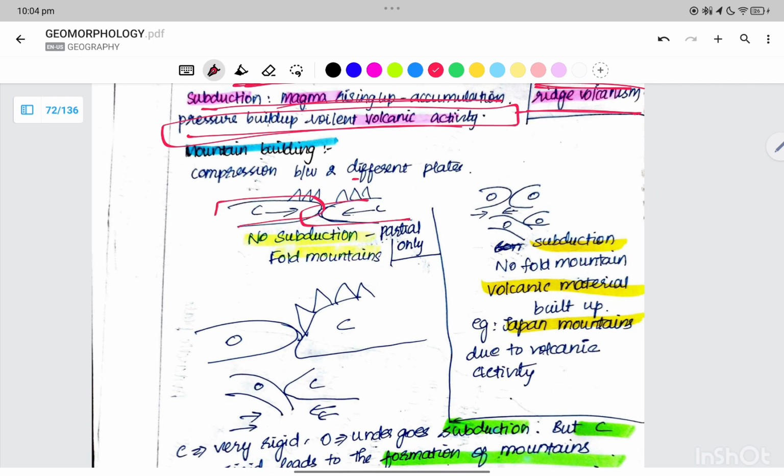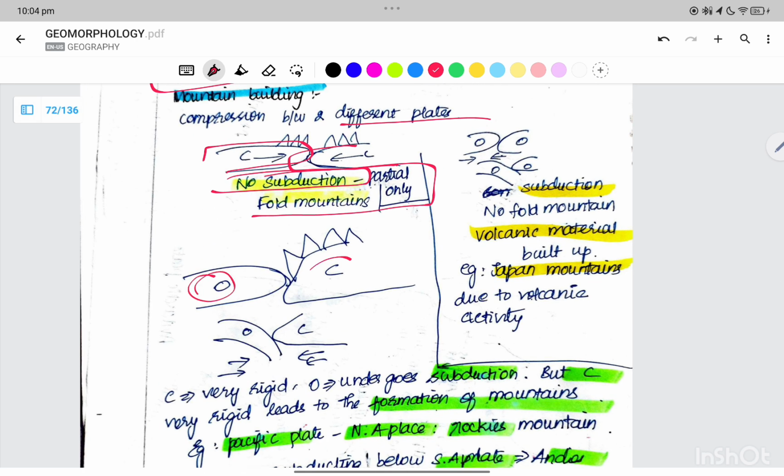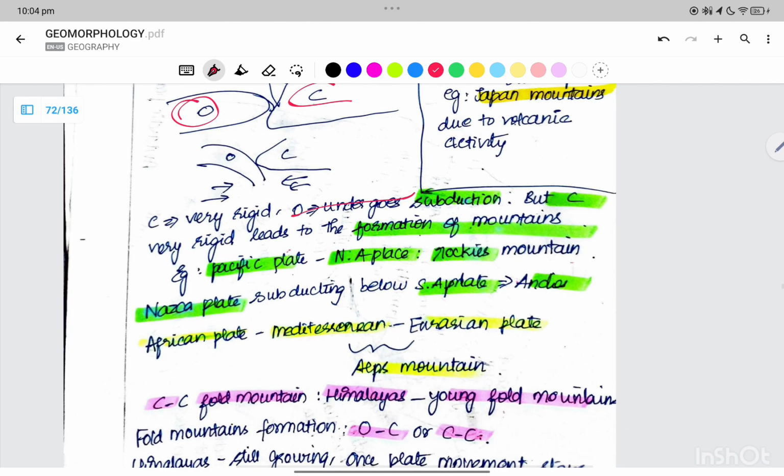This is compression between two different plates, no subduction, only fold mountains. Ocean, and then we have the continents, is when we have the fold mountains plus volcanic eruption happens over here.